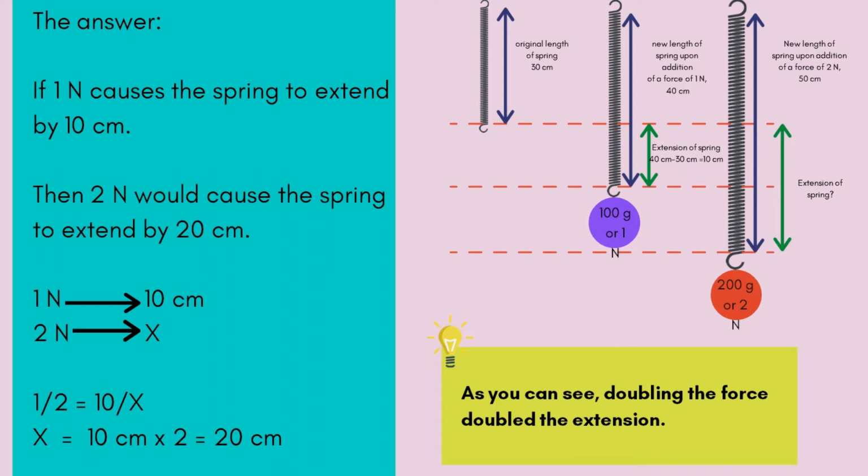The answer: if 1 Newton causes the spring to extend by 10 centimeters, then 2 newtons would cause the spring to extend by 20 centimeters. As you can see, doubling the force doubled the extension.